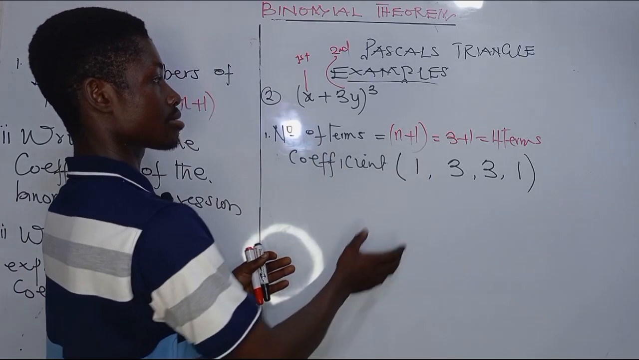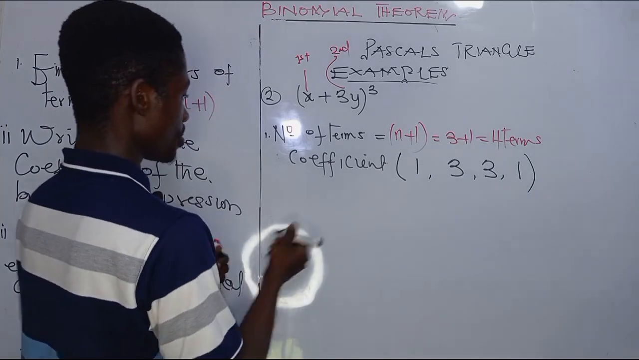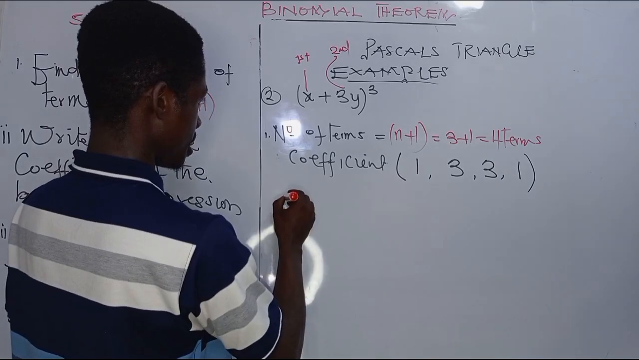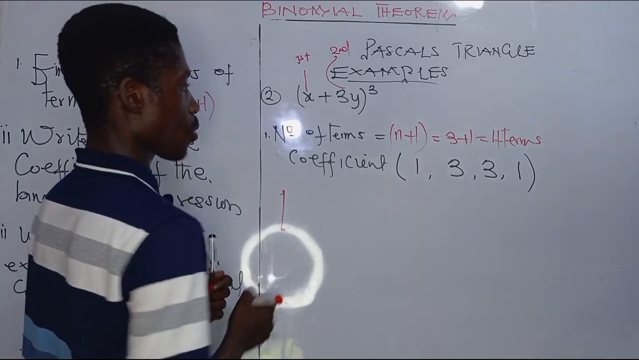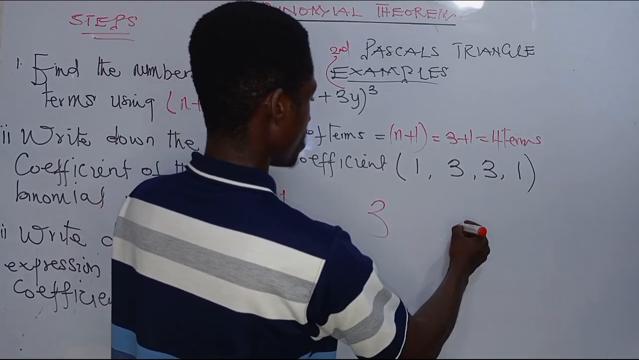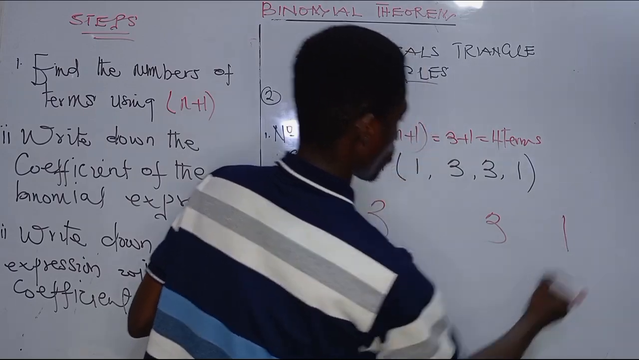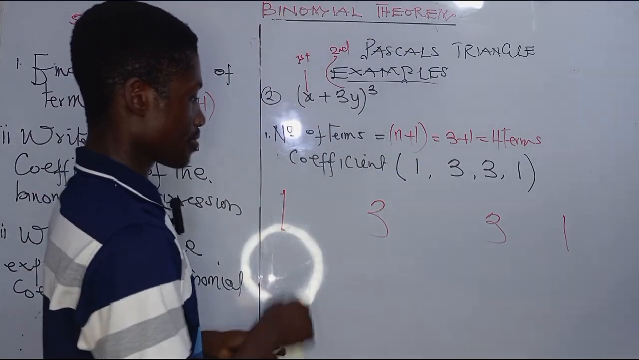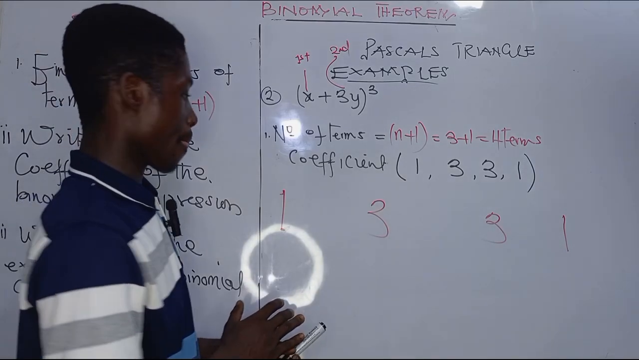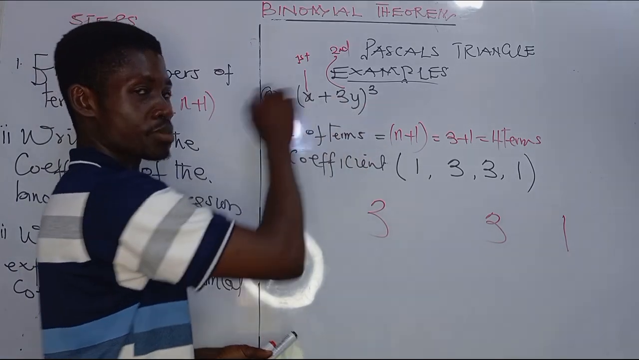we are going to write down the terms together with the coefficients. So as I said, we are going to first write the coefficient 1, we leave a space, we have 3, we leave a space, we have 3, we leave a space, we have 1. Then after that, we fill these spaces with the expressions. So as I said earlier on, the first term always carries the whole power of the binomial expression.